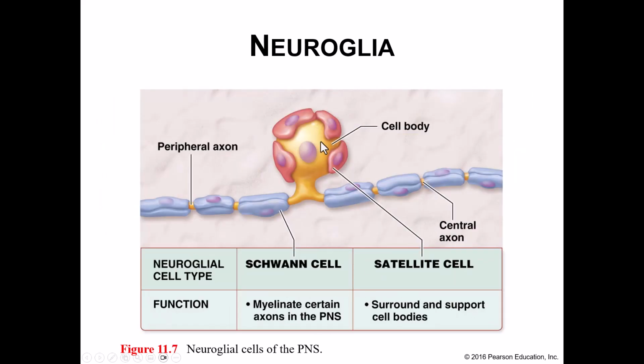Here are the two cells of our peripheral nervous system, the Schwann cells, which are the ones that myelinate. Notice that myelination in the peripheral nervous system is different than the myelination in the central nervous system. Here we have an individual Schwann cell wrapping just one section of the axon, and so you have multiple Schwann cells in a line myelinating the axons of the peripheral nervous system. Satellite cells surround and support the cell body, a similar job to what the astrocytes do in the central nervous system.